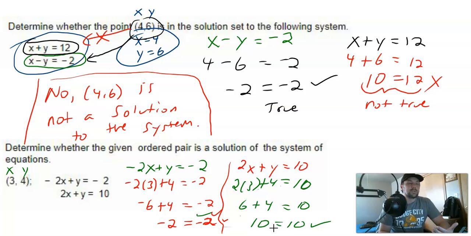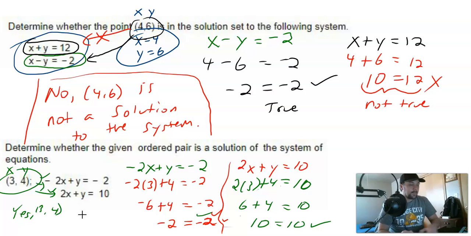It doesn't matter what these numbers are. 10 isn't really meaningful here. What's meaningful is we get a true statement. 10 is equal to 10. That's the meaningful part. Negative 2 equals negative 2. That's the meaningful part. This is true. This one's true. And so 3, 4 is a solution to both equations, which means that yes, 3, 4 is a solution to the system, since it's a solution to each equation in that system.